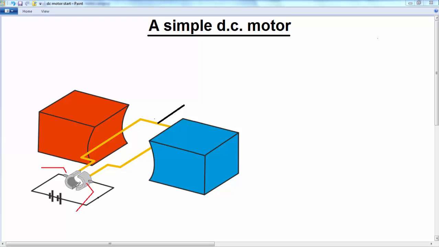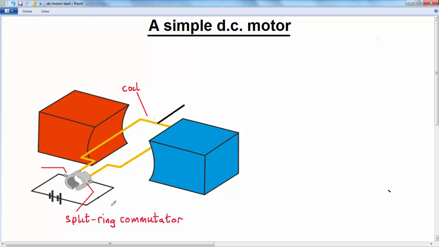Okay, so first of all we've got the coil, which is represented by this single conducting loop. Now down here we've got what looks like quite a complicated mechanism. This is called the split ring commutator, so it's like a ring that's been split in half. There's a gap between each side of the ring. You'll notice that. So this is the split ring commutator, a very important part of the DC motor.